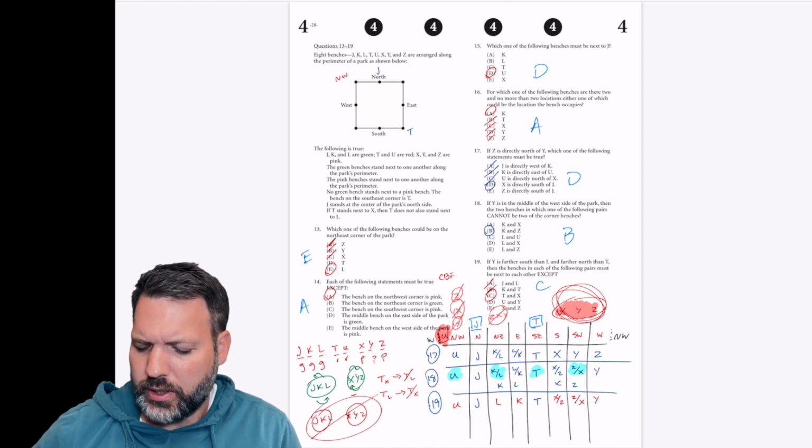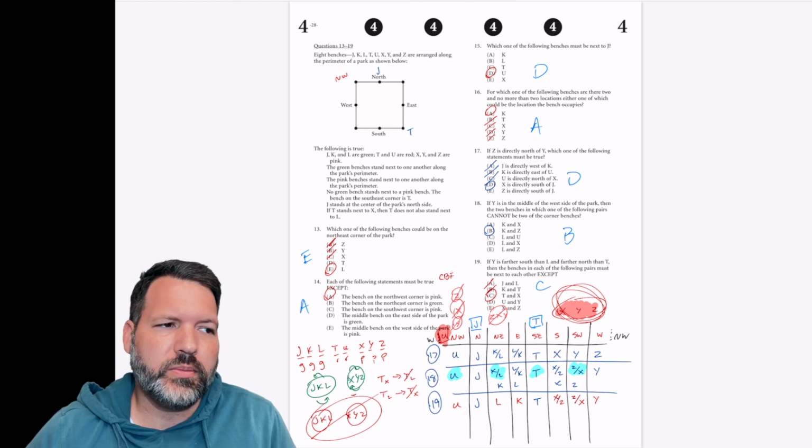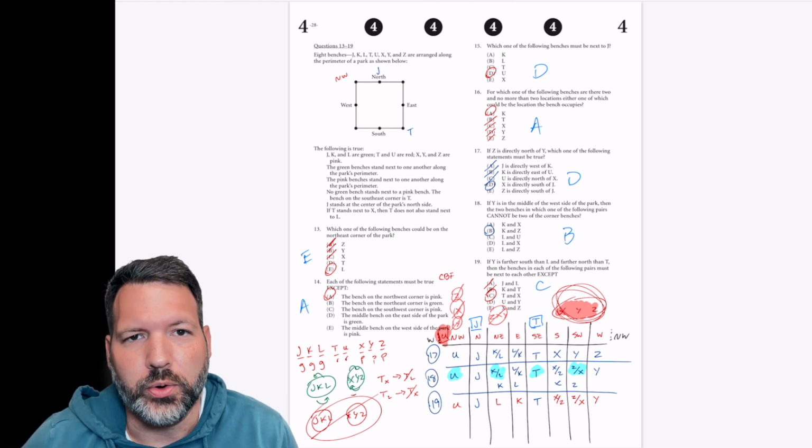That was a weird one, kind of a weird diagram, a little bit of a mapping game there, though we ended up treating it like an order game in the end.